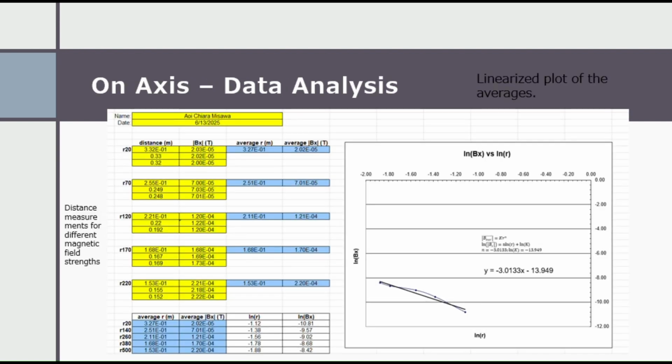For the on axis cases, this ended up being my data. On the left are the distance measurements for different magnetic field strengths, and then on the right is a linearized plot of the averages. I can't really zoom in here, but I can show how this linearized data relates to my values n and k.